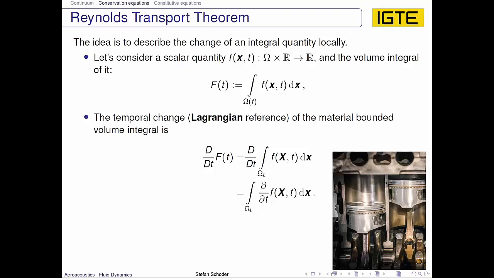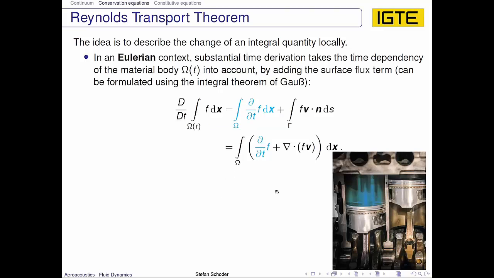This means in a Lagrangian reference frame that the control volume is material bounded. So if the material deforms somehow, the control volume moves with the material, and then we can express it like this. But how does it look like in an Eulerian context?